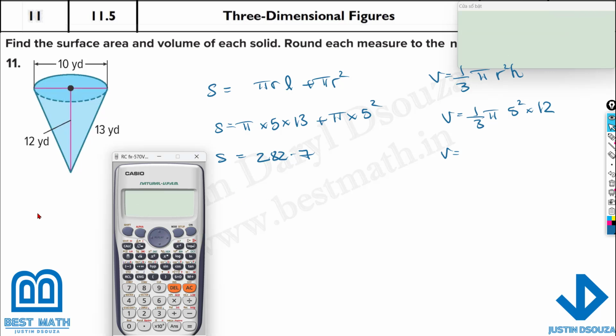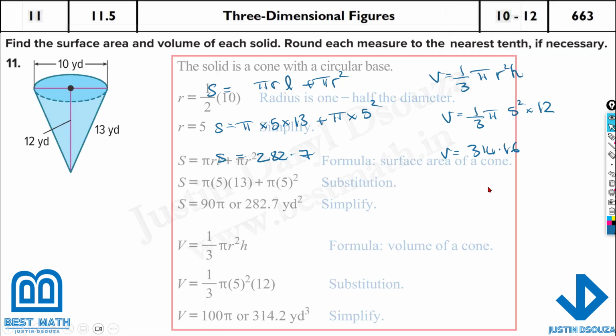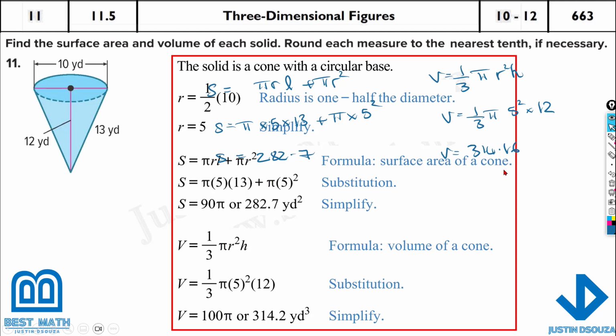What about the volume? It's again 1/3 times pi, that's shifting over here, times r squared times the h value, that is 12. That's 100 pi, that's 314.16. And here we go, the answers are here. Now what mistake I did was I didn't round it off to the nearest tenth here. 16 will be 2, and the units are yards squared here and yards cubed here. So that'll be the final answers.